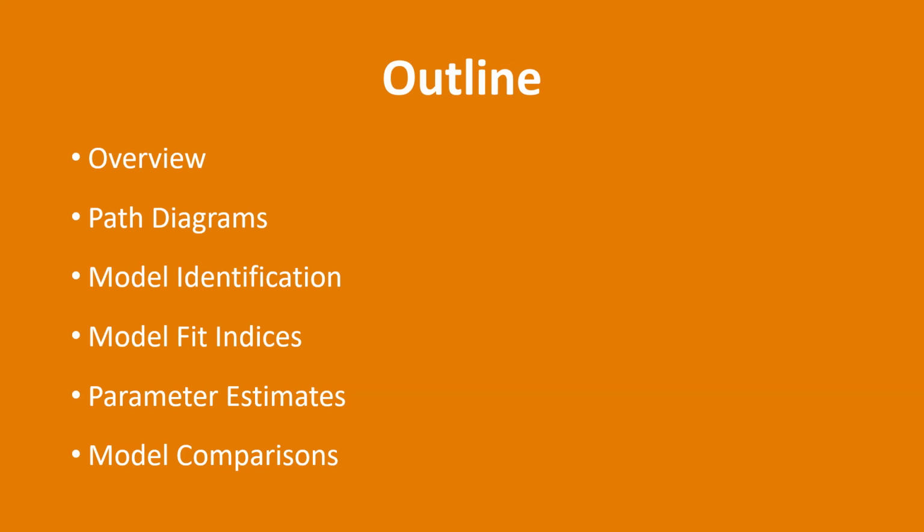We also learned about path diagrams and how we can use them to visualize our models, and specifically our CFA models, which can help us understand what parameters we've constrained or specified in our model or are allowing to freely estimate. We also learned about different types of model identification, so whether a model is just identified, over-identified, or under-identified. We also learned about model fit indices and cutoffs for those model fit indices. And then we finished up learning about the different parameter estimates in our CFA models and how we interpret them, as well as how we would do model comparisons, whether that's a nested model comparison between two competing models or a non-nested model comparison.